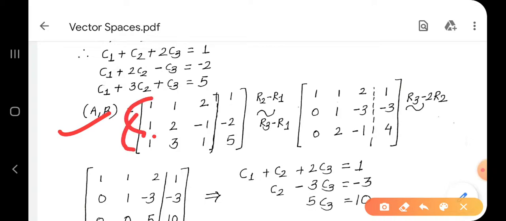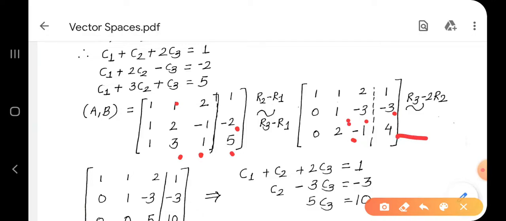So I get here 0, 0, correct? Start. So here 0, 0. 2 minus 1, it is 1. Minus 1 minus 2, it is minus 3. Minus 2 and minus 1, it is minus 3. Then 3 minus 1, it is 2. 1 minus 2, it is minus 1. And 5 minus 1, it is 4.